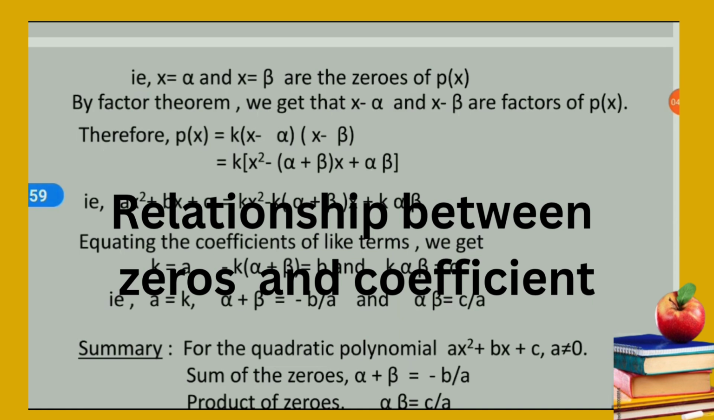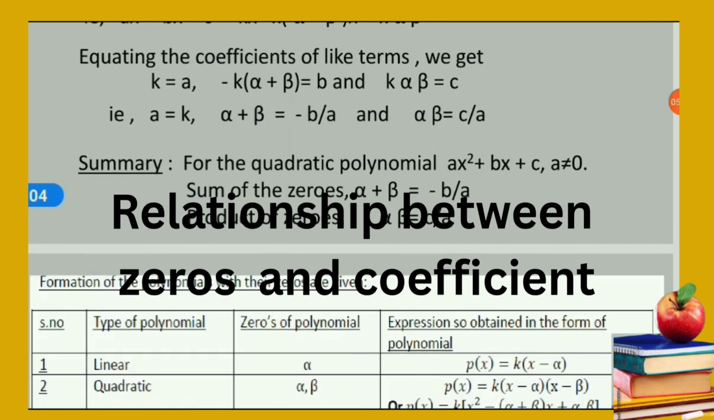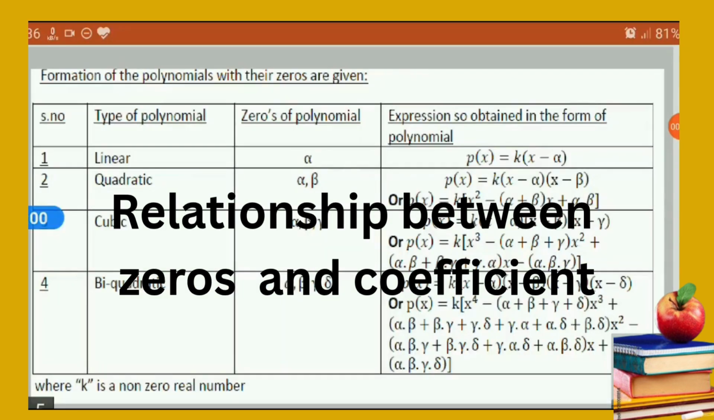That is, in general we can say that for a quadratic polynomial ax square plus bx plus c, a not equal to 0, the sum of the zeros alpha plus beta is negative b by a, and the product of zeros alpha into beta is equal to c by a. Once more, the sum of zeros alpha plus beta is negative b, that is negative of the coefficient of x divided by the coefficient of x square, and the product of zeros alpha beta is equal to c by a, that is the constant term divided by the coefficient of x square.